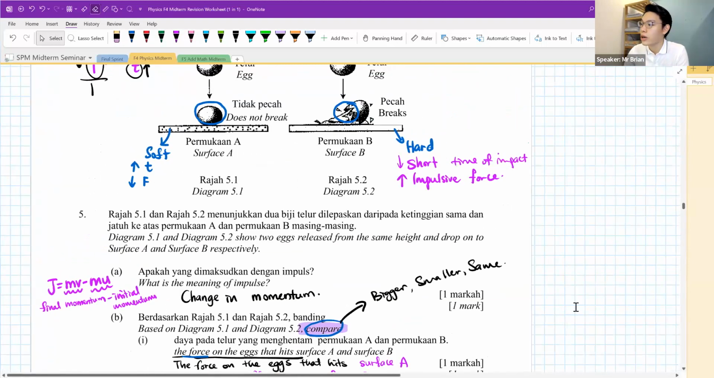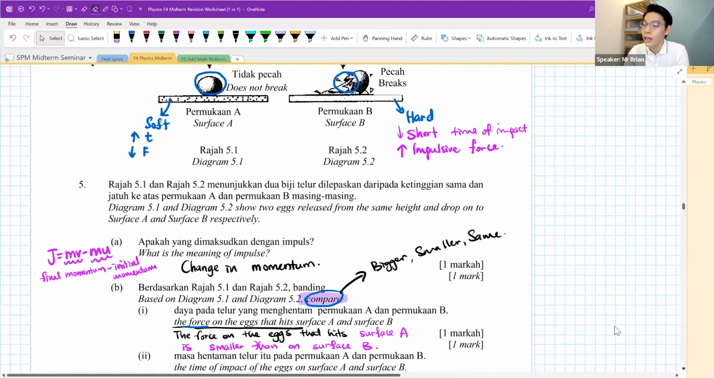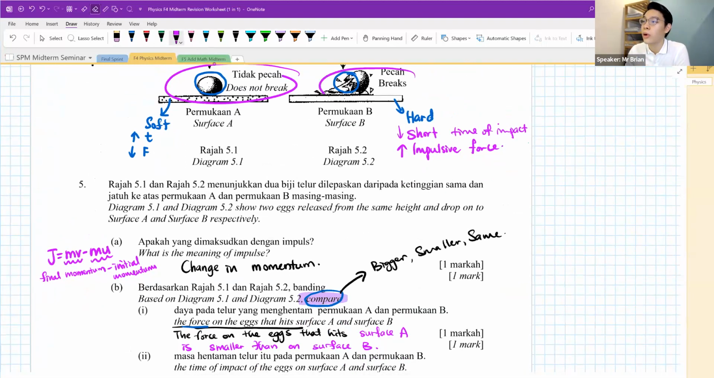Okay, because I know surface A got less force. That's why it doesn't break. Surface B got more force. That's why it breaks. If you want to write greater than, less than, if your teacher says can, go ahead. In SPM, can in structure questions only. Essay questions cannot. But I don't recommend it now. You write it in words would be better.